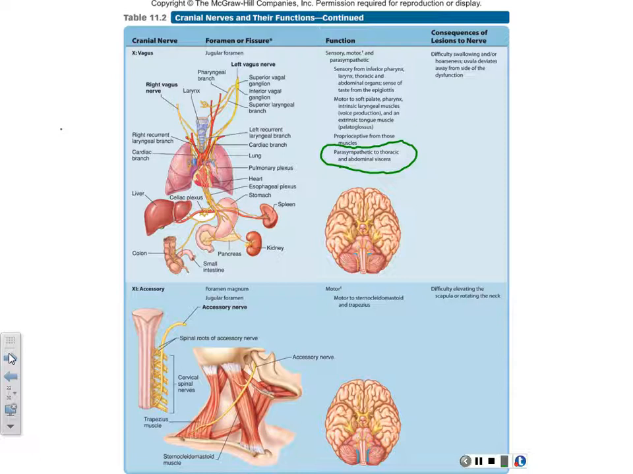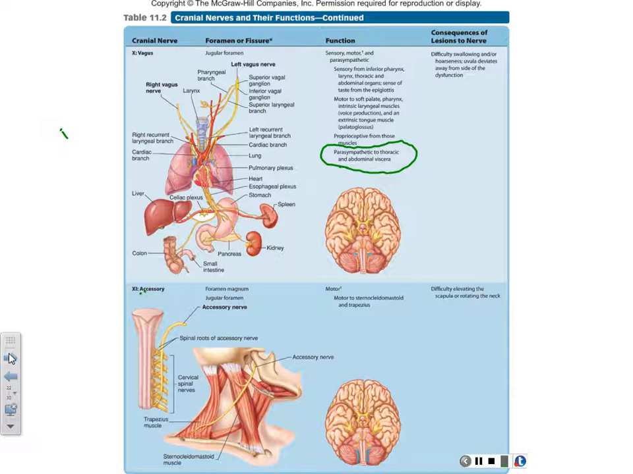Okay, very good. So that's the vagus, number 10. And again, it goes through the jugular foramen. And then accessory, this one borrows the foramen magnum. The foramen magnum, that's where the spinal cord goes through. The foramen magnum is borrowed here. So that cranial nerve comes out through there too.